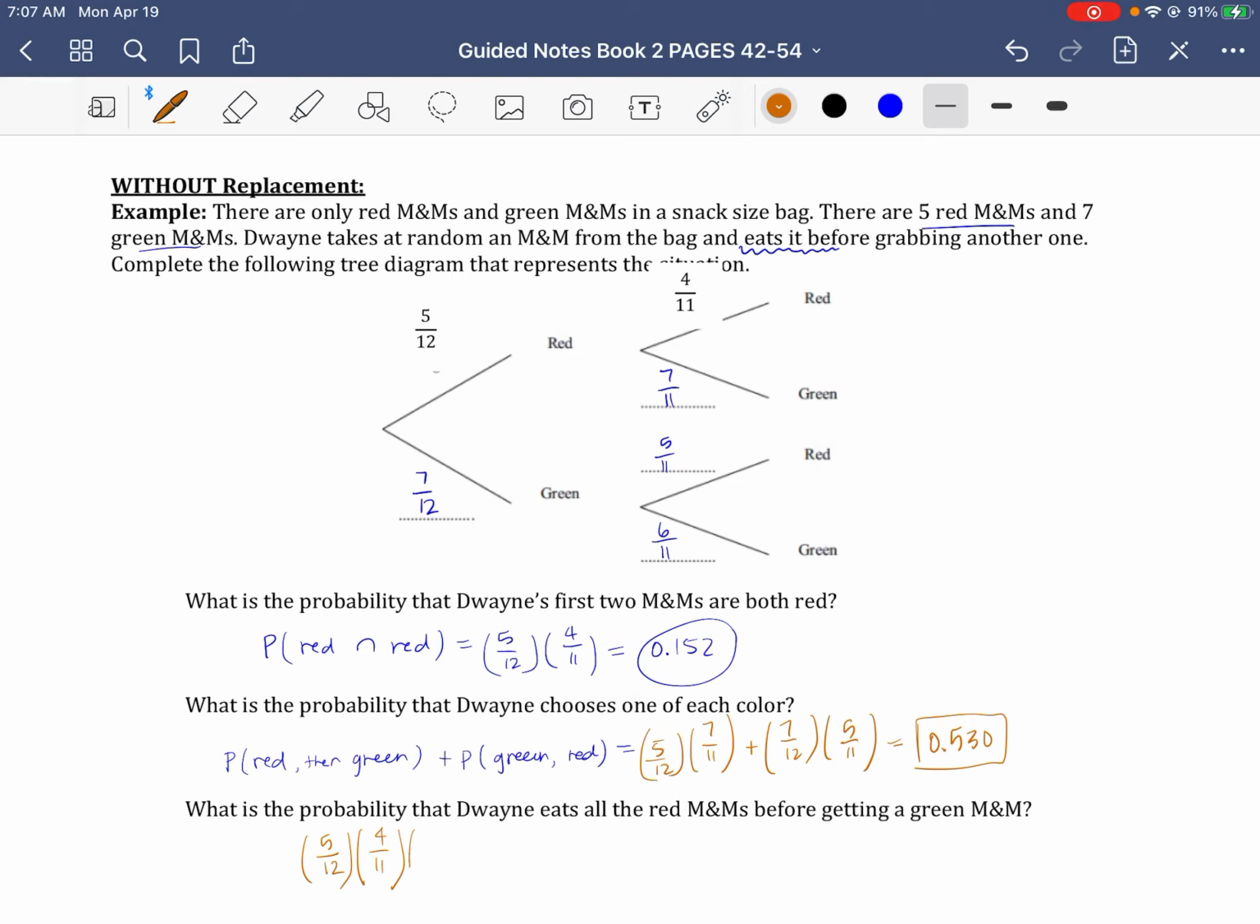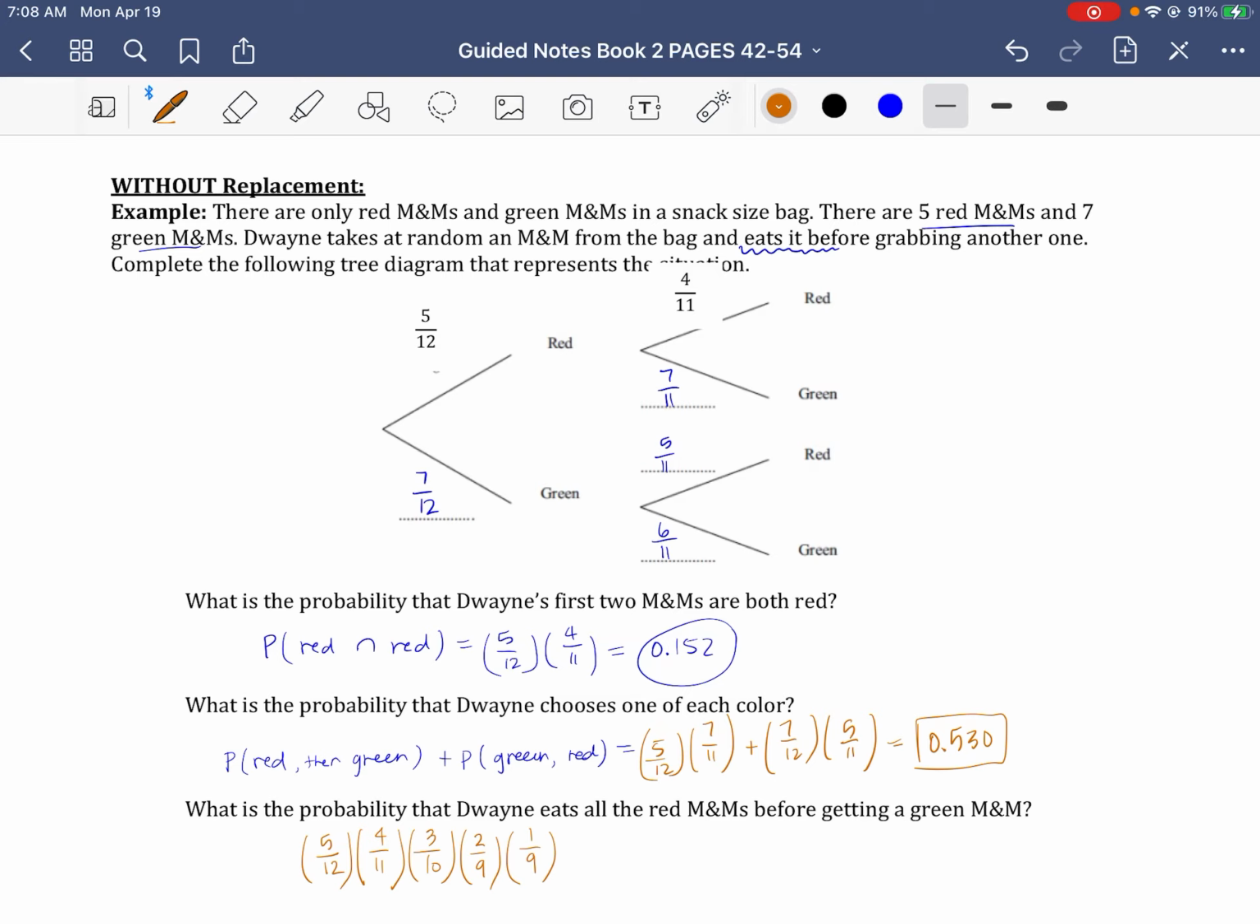And then if you think about it, now he's eaten 2 reds, so there's only 3 left out of the 10 M&Ms that are left. And then 2 out of 9 and 1 out of 9. And if we were calculating the outcome, we would go ahead and multiply that. And you can imagine getting all those red ones first is going to be a pretty small probability there.